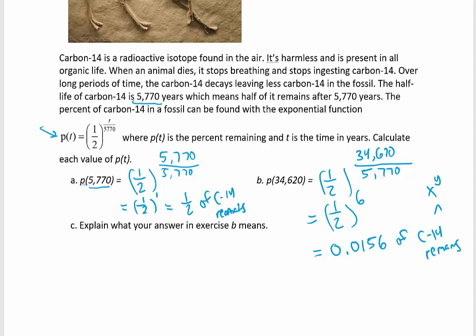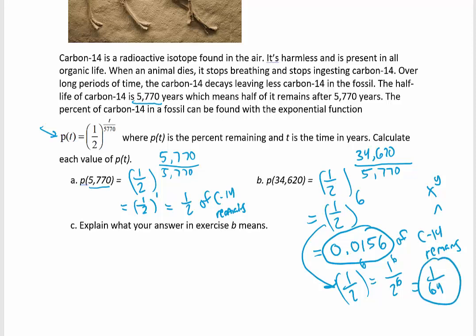remains. Now, if we wanted to write this as a fraction, we're just going to take 1/2 times itself 6 times, which means I can do this: 1 to the 6th power over 2 to the 6th power. This will give me my fractional answer. So also using that x to the y button, I'll take 2, x to the y, hit 6, tells me 64. So this is really just the fraction 1/64. So either the decimal answer or the fraction answer: 1/64 of the carbon-14 remains.